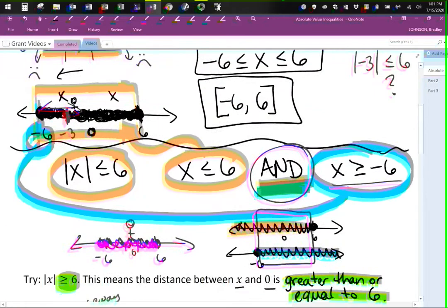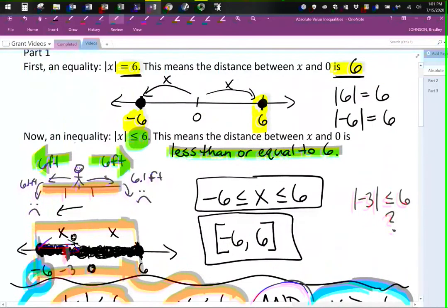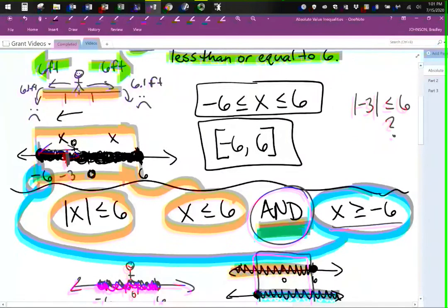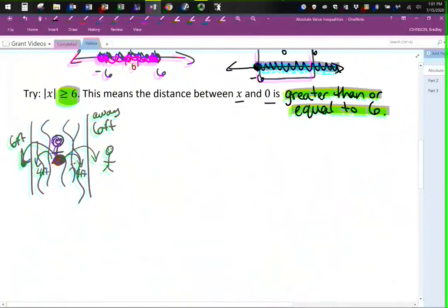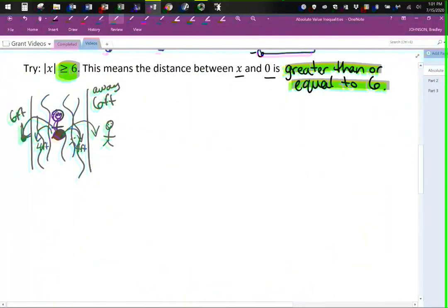Let's compare that to the balance beam idea, right? An inequality with less than or equal to, you need to be within, right? So you see how that shading with our solution was within -6 to +6. But here, now we want to be greater than or equal to 6. So we're jumping away from.